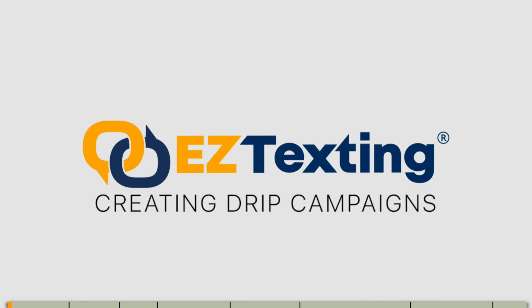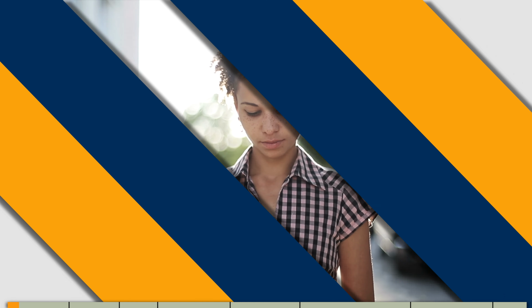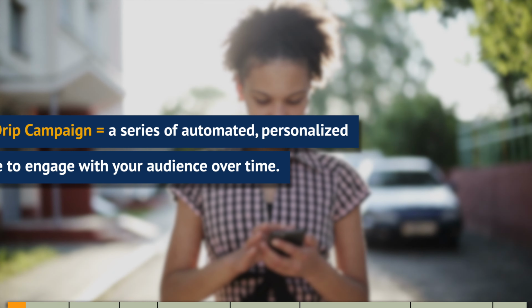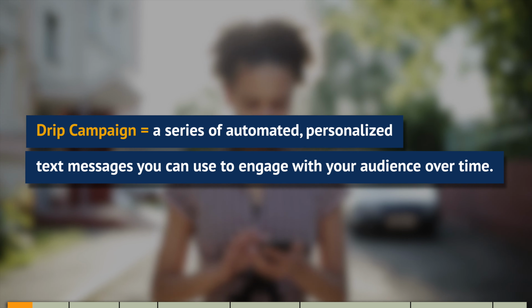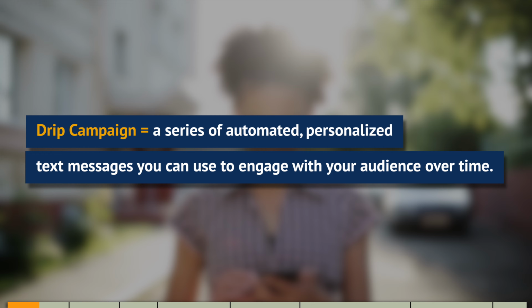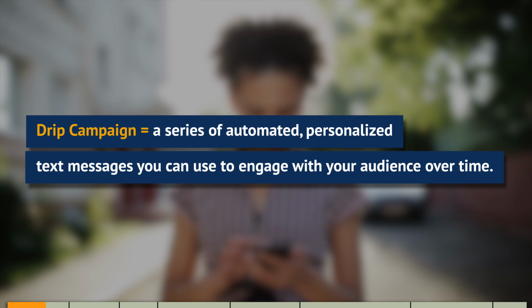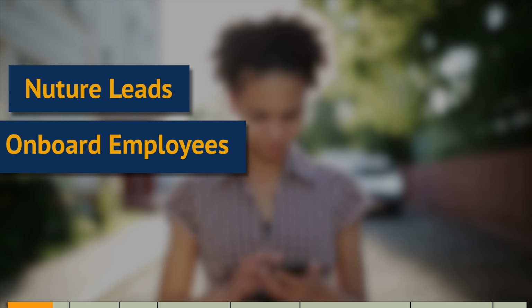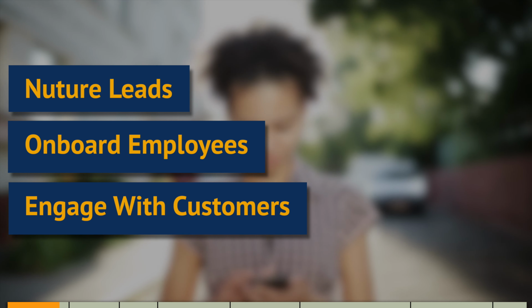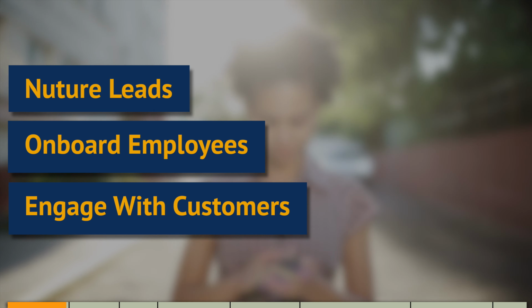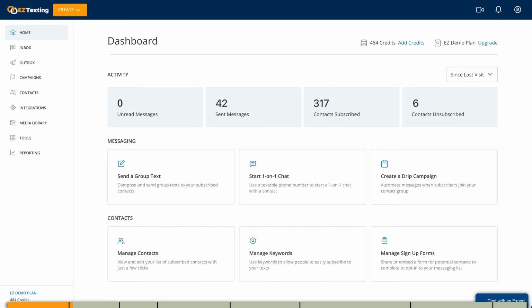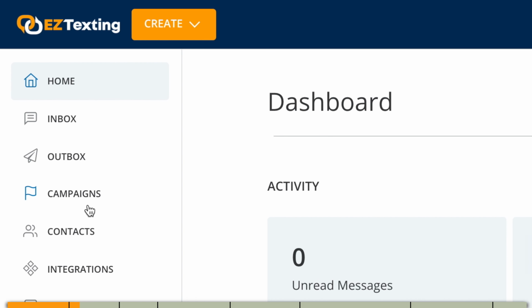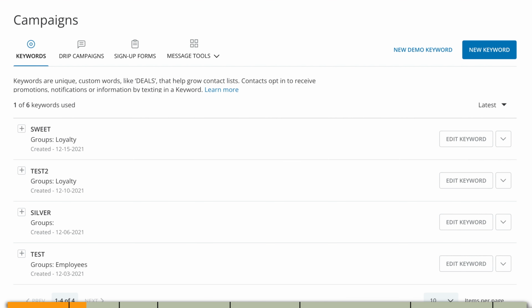How to create a drip campaign with easy texting. A drip campaign is a series of automated personalized text messages you can use to engage with your audience over time. You can use a drip campaign to nurture leads, onboard new employees, engage with your most loyal customers, and so much more. First, from the main menu, click Campaigns, and then select Drip Campaigns.